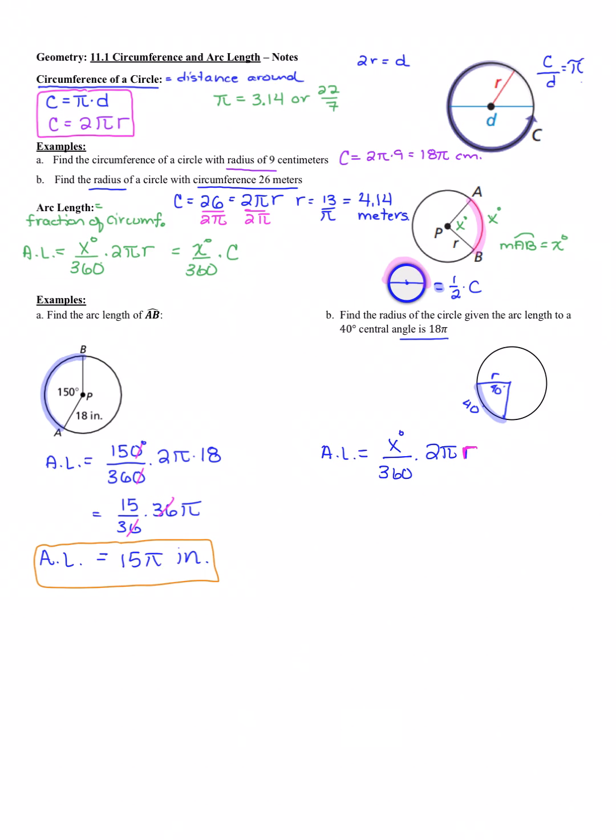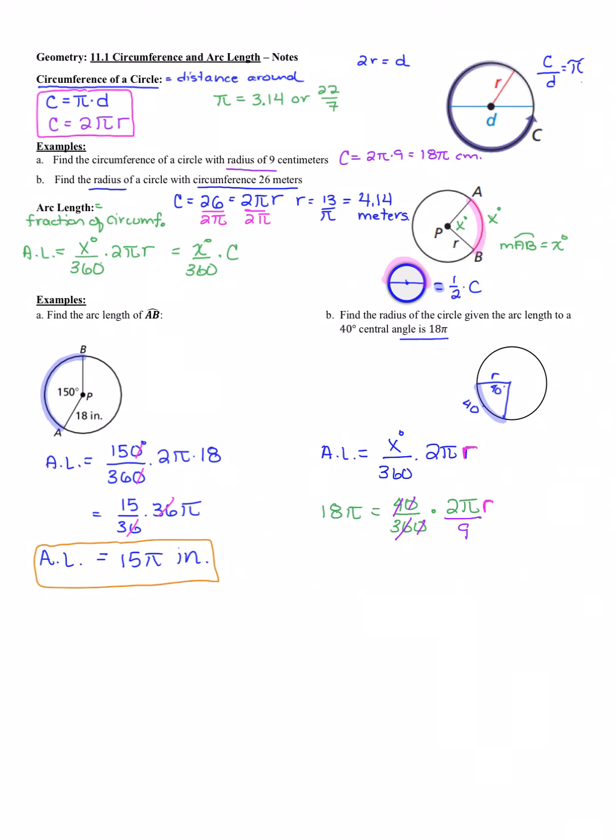So let's plug in what we know. We know the arc length is 18 pi. We know x is 40 out of 360. And then we have our 2 pi r. Okay, so I'm going to simplify things on one side before I start multiplying things to the other side to isolate. Whoops, didn't even write down my r. Silly me. Okay, so right off the bat, those zeros can go away. And I know that 4 goes into 36 9 times. Okay, so that fraction is completely simplified.